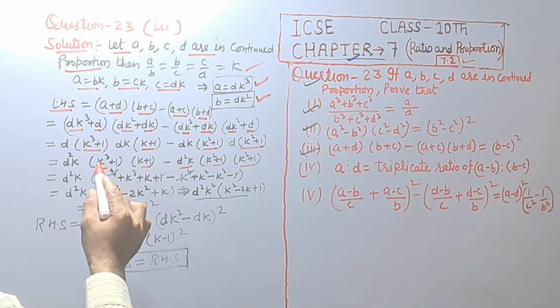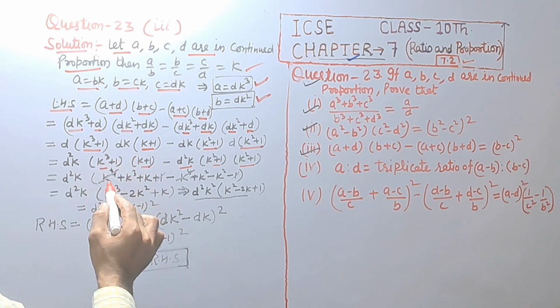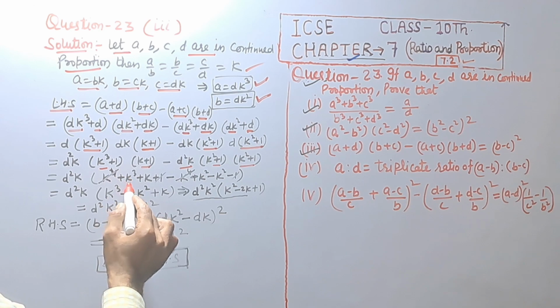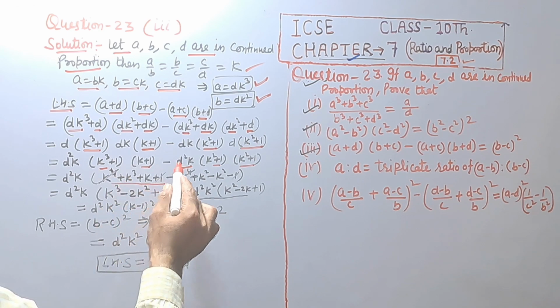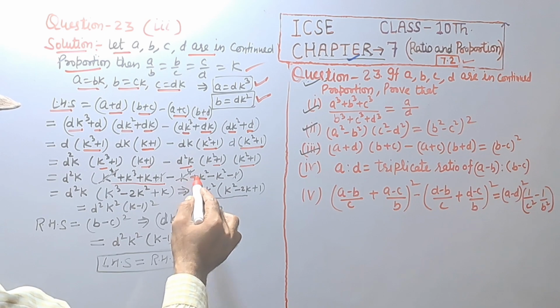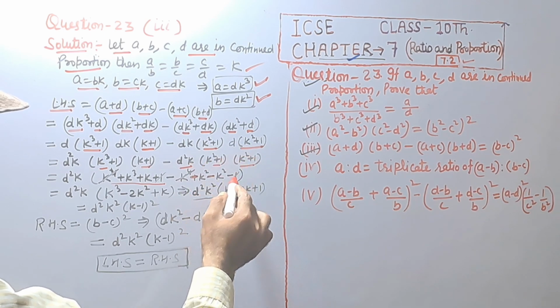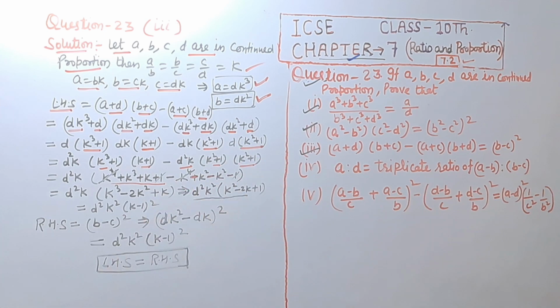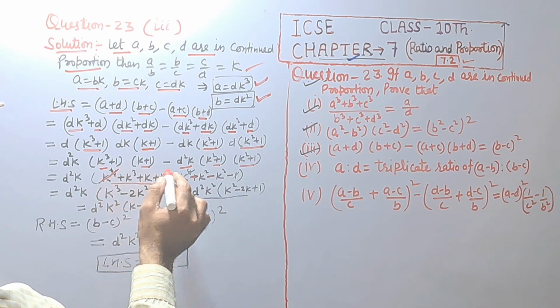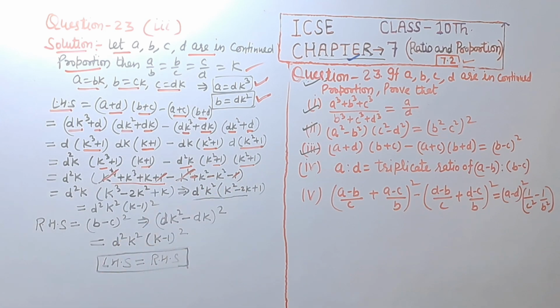We are multiplying k cube plus 1 into k plus 1. This will be k raised to power 4 plus k cube plus k plus 1, and minus k^4 minus k square minus k square and 1, 1s are 1, this will be negative. The k^4 is cancelled, 1 minus 1 is cancelled, and in bracket we get k raised to power 3 minus 2k square plus k.